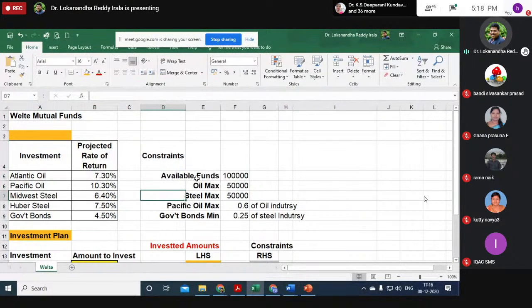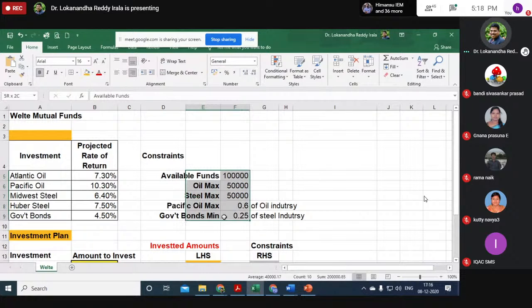The other area is that you have these constraints, stated in the case. The total available funds is 1 lakh rupees. These two are oil stocks, and in oil stocks you should not put more than 50,000. Similarly, in steel stocks, Midwest and the other, in these two stocks you should not put more than 50,000.